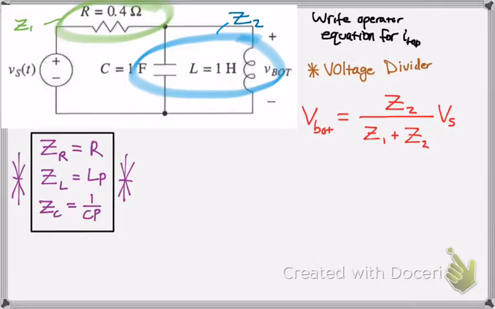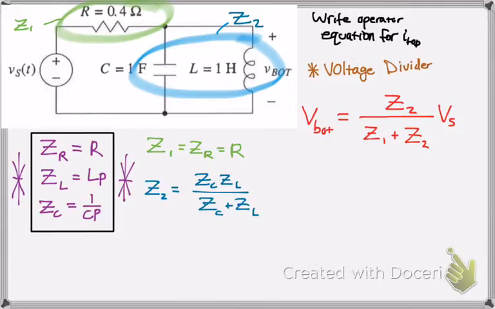And all you do is define what Z1 and Z2 are. So Z1 is just ZR, which is just R. Now Z2 is a little complicated, so let's get to that. Z2 has a capacitor and an inductor in parallel. So you would solve for these impedances, treating them like resistances, and solve for resistors in parallel. One way to solve for that is using the product in the numerator over the sum in the denominator to get the equivalent impedance.